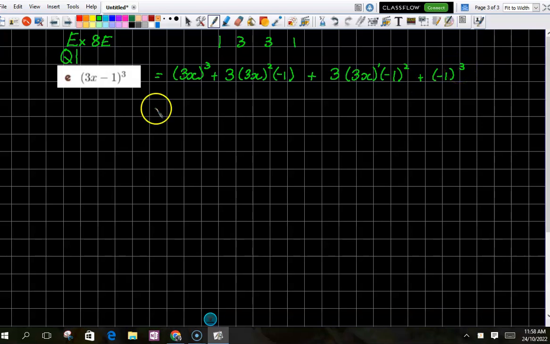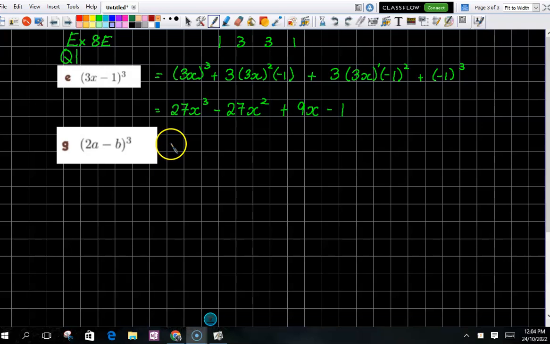Then you simplify, okay? So 3 cubed gives you 27x cubed. This one is minus 1. 3 squared gives you 9, so that's going to be minus 9 3s are 27, so minus 27x squared. If you want to do another line of working, that's more than welcome. Minus 1 squared is 1. 3 times 3 is 9, and that's just to the power of x, and minus 1 cubed is minus 1. Okay, done.